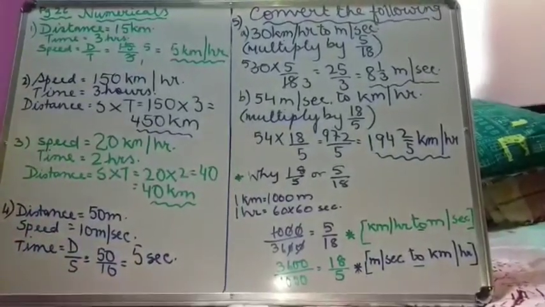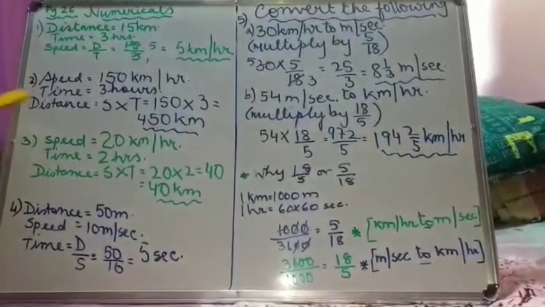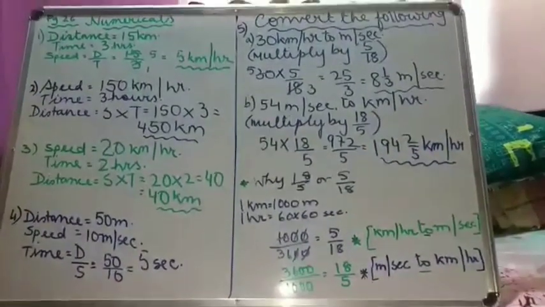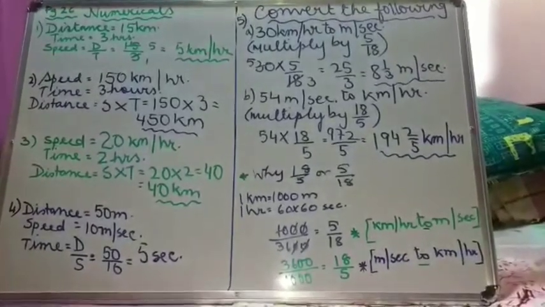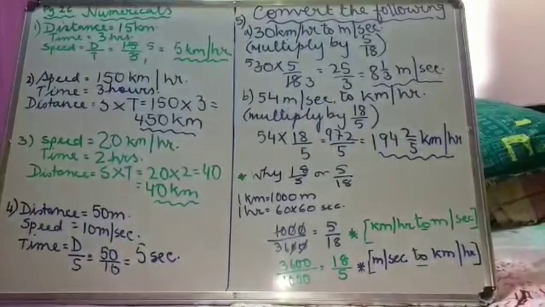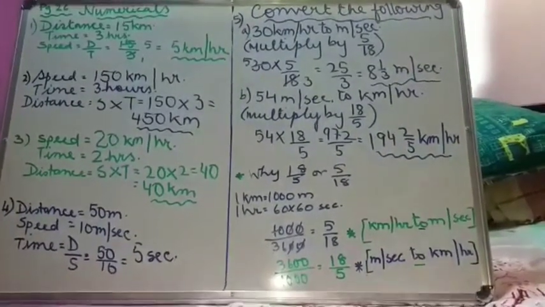I hope this much you all have understood. Just go through the questions once and do the numericals in your copies. Write the questions, do the numerical in your copies in the blank page. Now let us go on to number 5. Question number 5 is a bit different question.